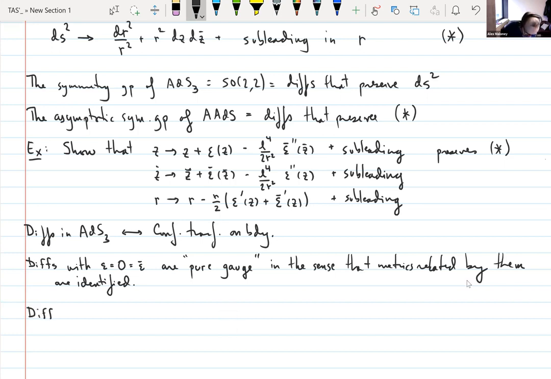But diffeomorphisms. Sorry, I just have a question about the previous point. Sorry if it's disrupting your flow. The previous point where you said that these asymptotic symmetries only factorize into holomorphic times anti-holomorphic out at the boundary. Is there a CFT intuition for that?